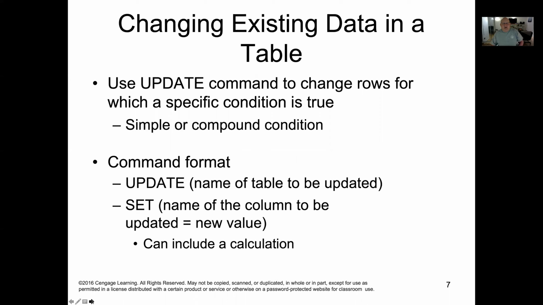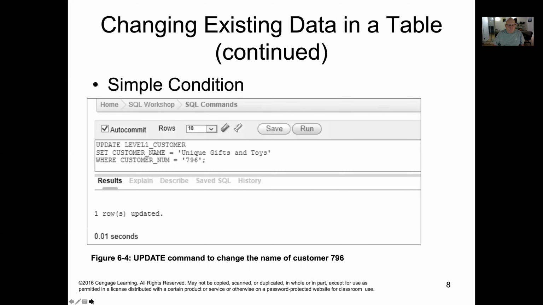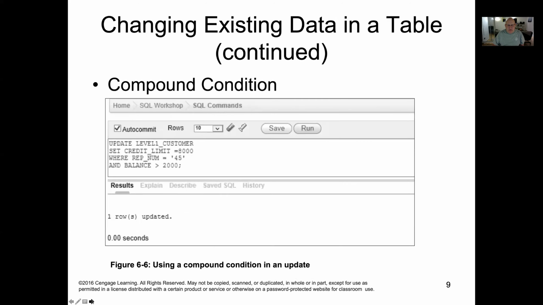So you see where we use the update command to change the rows for a specific condition, a simple or compound condition. The command format is to use update, which is the name of the table to be updated, and set, which is the name of the column to be updated, equals the new value. And it can include a calculation. This is a simple condition, and this is an example of a compound condition.